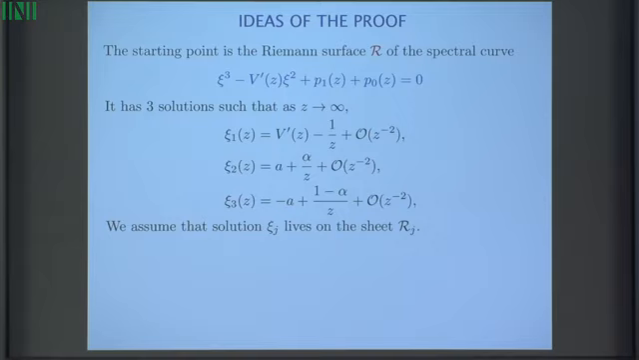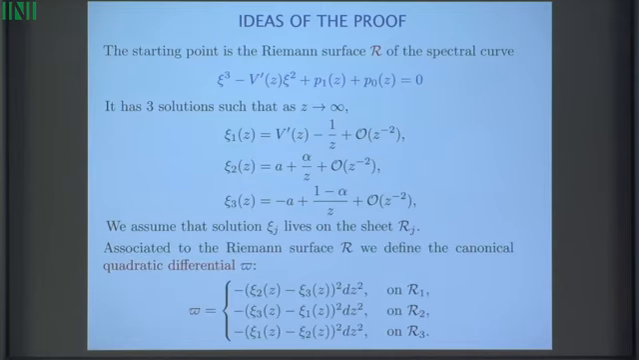Let's assume we enumerate the sheets in such a way that my solution psi1 lives on sheet number 1, psi2 on sheet 2, and psi3 on sheet 3. And that's what we assume. And now we create something that is an extremely useful tool. That's another favorite toy of mine. It's the so-called quadratic differential. So what we do is the following. On sheet number 1, we take the difference of the solutions 2 and 3, the solutions that don't belong to sheet number 1, square it, take minus, multiply by dz squared. And you keep doing it on each of the other two sheets.